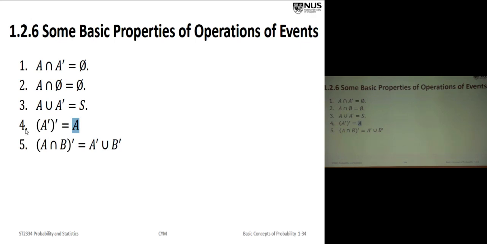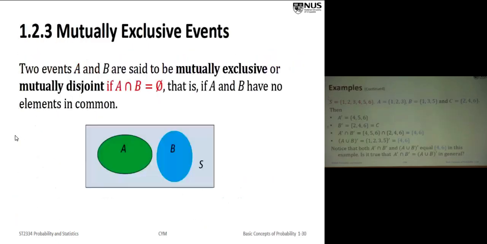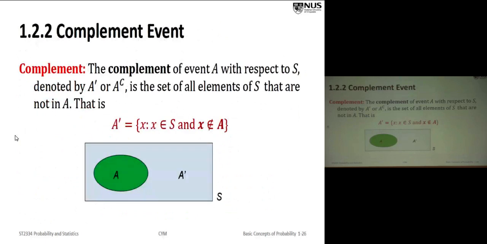So property 4 says I take A, I take its complement, and then I take its complement again, I get back A. So if you prefer, the complement of the complement of a set is the set itself. Why is that the case? Well, let's use our graph. I like this graph. It's very exciting.